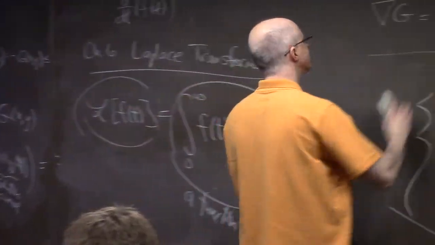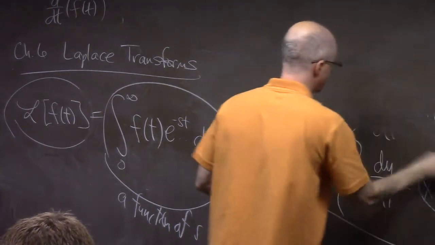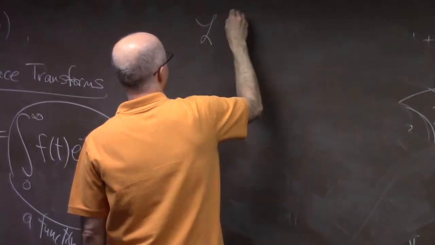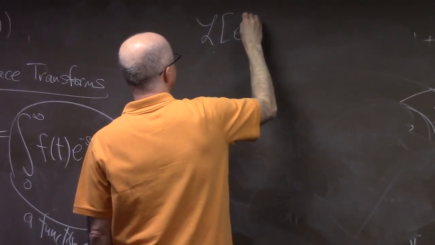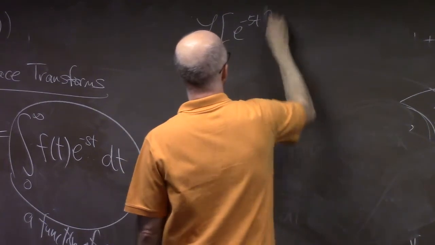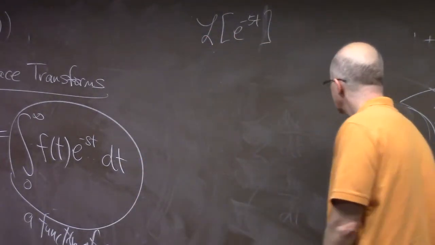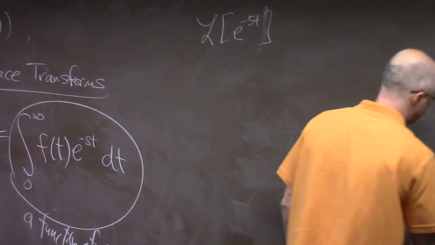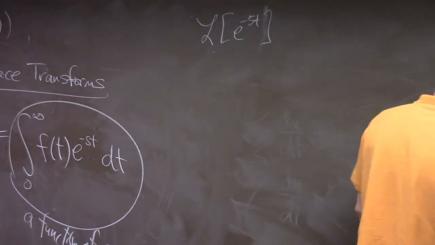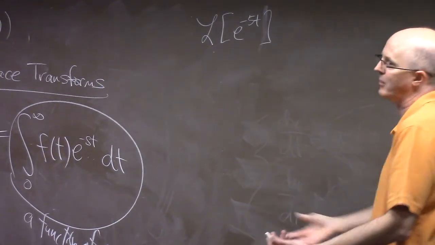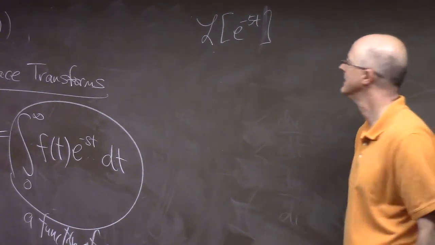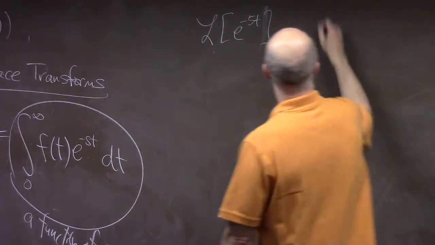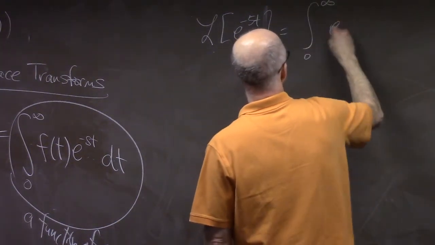Do a quick example. What is the Laplace transform of e to the negative 5t? So the function I'm plugging into the Laplace transform is e to the negative 5t. The Laplace transform itself is a function. It operates on the input to give you an output. That output is going to be a function of a new variable called s. That can be found by doing this integral, this improper integral.